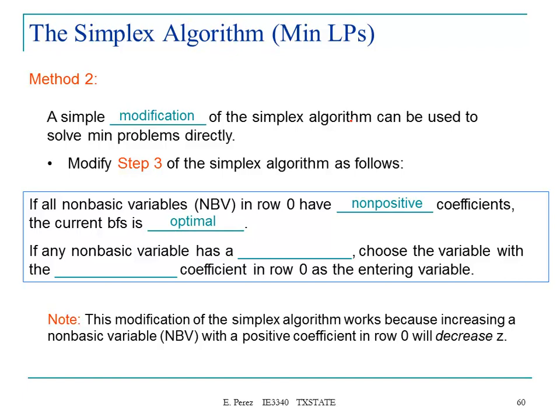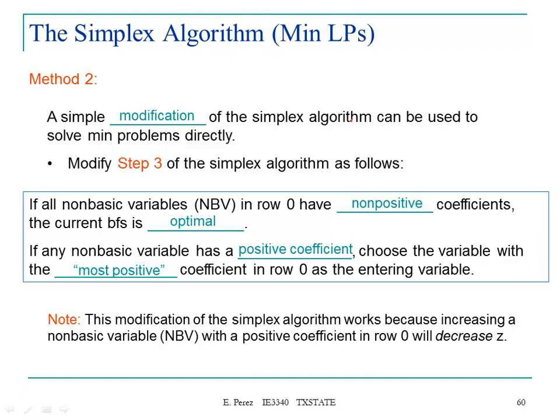If any non-basic variable has a positive coefficient, choose the variable with the most positive coefficient in row 0 and enter that variable. Okay, so instead of looking for the most negative value, you don't do anything with the objective function. You keep the minimization problem. You keep your objective function. But now instead of looking for the most negative value in your first row, or row 0, you look for the most positive value. Okay, and that will be the one that will enter the basic solution.